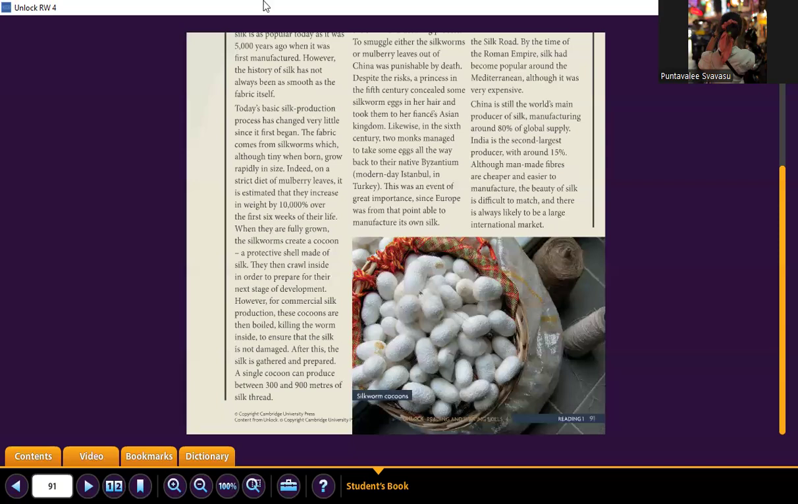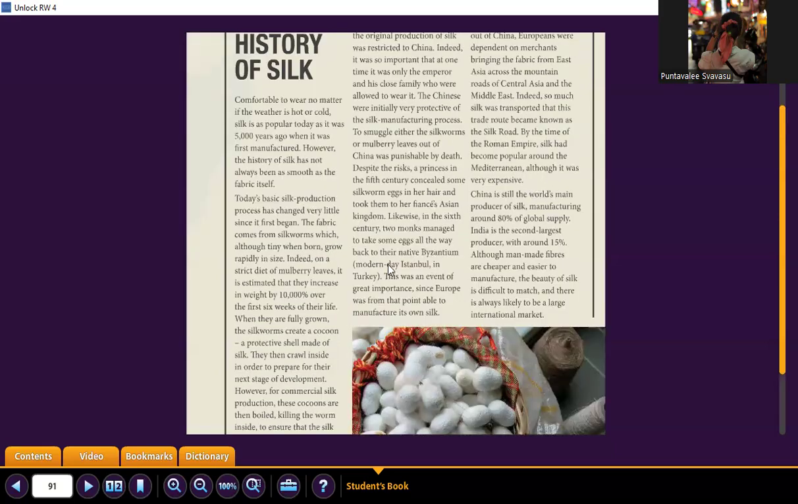Number 5, let's talk about China. So we'll move on to right here. You'll see this statement: to smuggle either the silkworms or mulberry leaves out of China was punishable by death. So these statements match number 5.